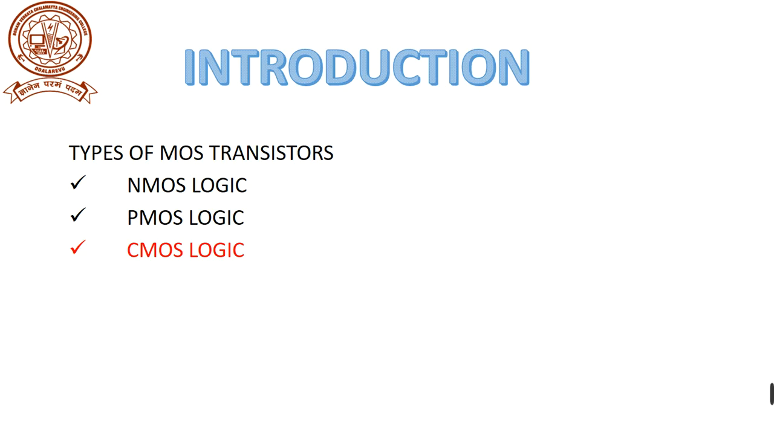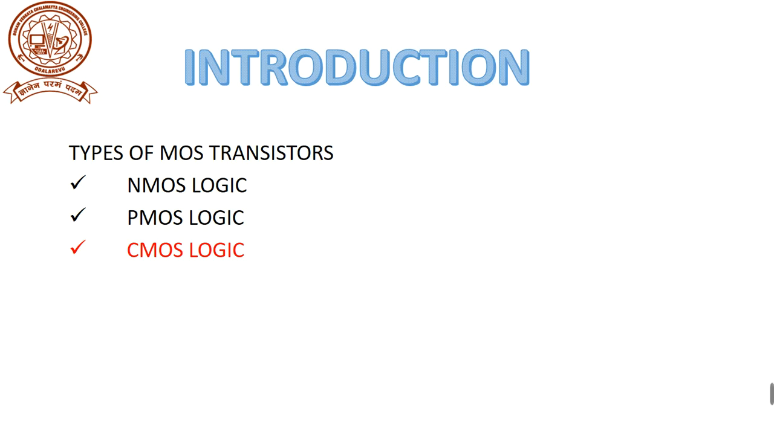Earlier, we discussed NMOS and PMOS transistor logics. Now we are discussing CMOS transistor logic. First of all, what is meant by NMOS, PMOS, and CMOS transistor logics? In NMOS transistor logic, we are using only NMOS transistors. That should be either enhancement NMOS transistors or depletion mode NMOS transistors. Coming to the PMOS transistor logic, we are using only PMOS transistors. That is enhancement PMOS and depletion mode PMOS.